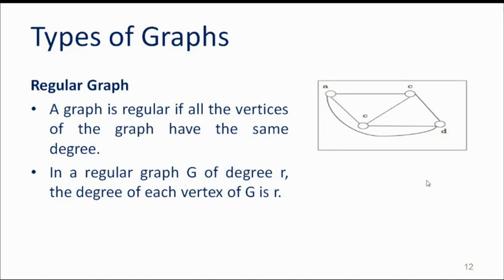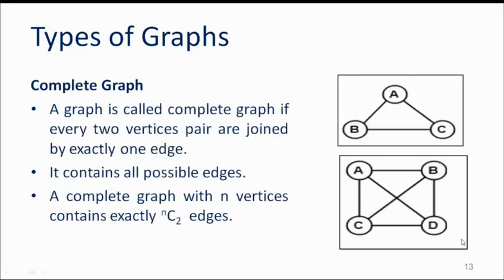In a regular graph G of degree r, the degree of each vertex of G is r. Next is the complete graph. A graph is called a complete graph if every two vertices are joined by exactly one edge. It contains all possible edges. A complete graph with n vertices contains exactly nC2 edges.